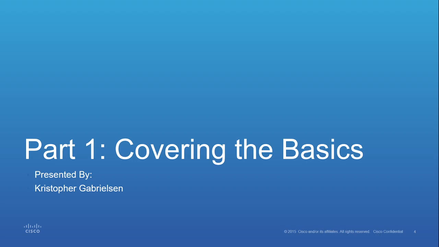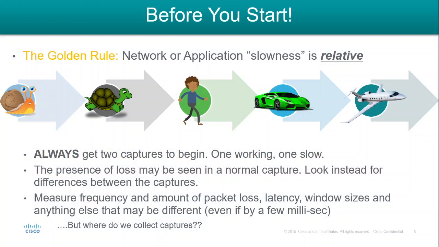And within this section, I think the best way to start out when it comes to talking about TCP is to cover the golden rule of application slowness, and that is network or application slowness is relative. Right? This is a very important statement. Application or network slowness is relative. Well, what exactly do I mean by that?